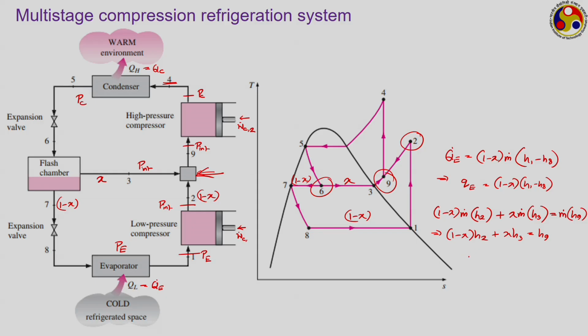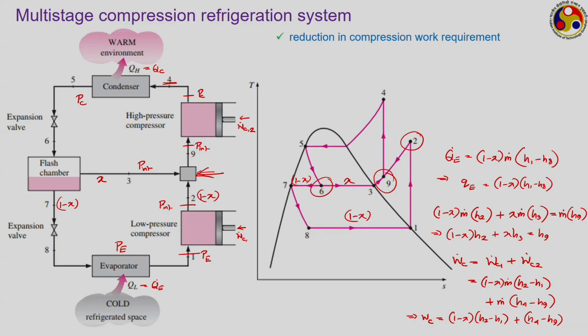And how much will be the compression work? W dot C for the lower side one, which is W dot C1, and for the higher side one, W dot C2. So, W dot C1 is 1 minus X into m dot into the change in enthalpy, H2 minus H1, and for the higher one it is the total mass that is passing through the higher one. So, it is m dot into change in enthalpy, H4 minus H9. Dividing both sides by m dot, the compression work requirement per unit mass flow rate will be equal to 1 minus X into H2 minus H1 plus H4 minus H9. So, it is quite similar to the previous case, but we do not have any heat exchanger; rather we have a flash chamber where we have direct mixing and phase separation.